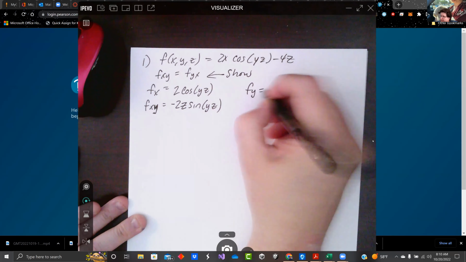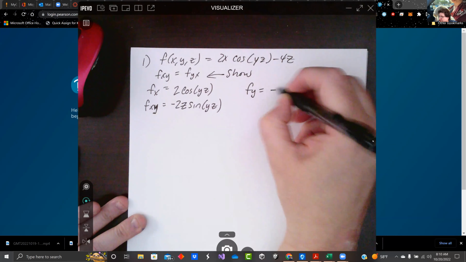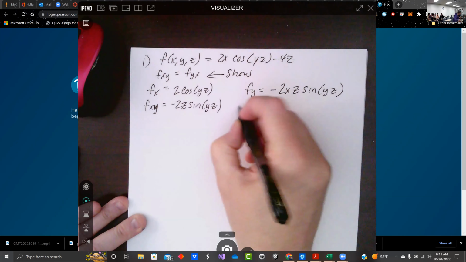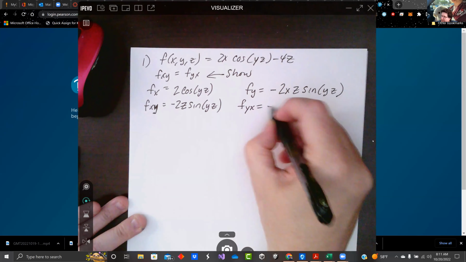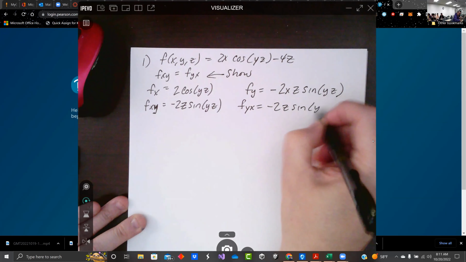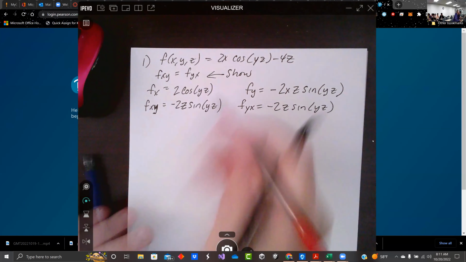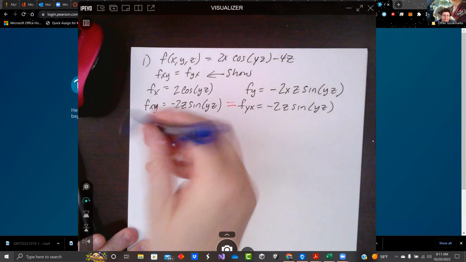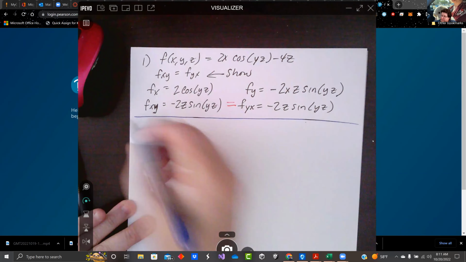We do f of y, we've got the negative 2xz sine yz, and then f of yx is negative 2z sine yz, and these equal each other. Wham, bam, done. Straightforward. All right, what we got on number 2?